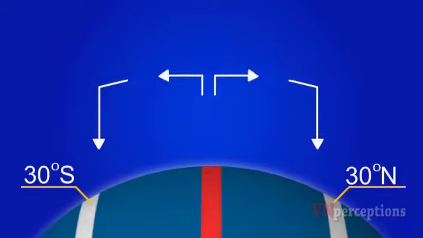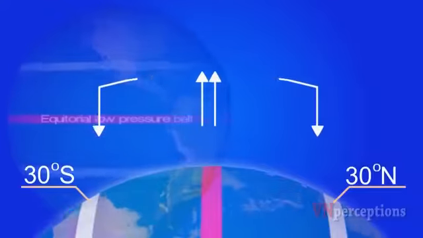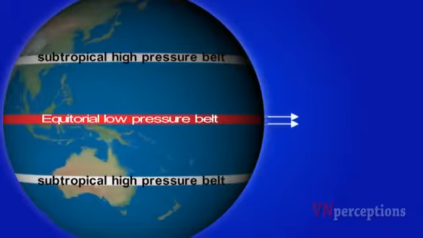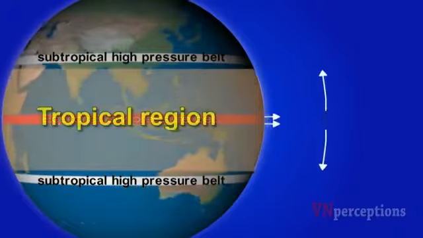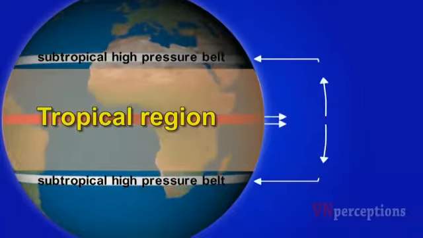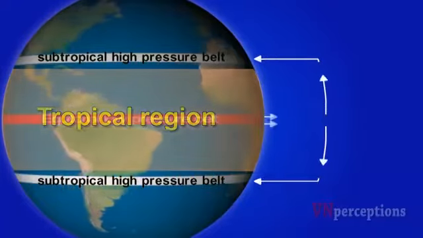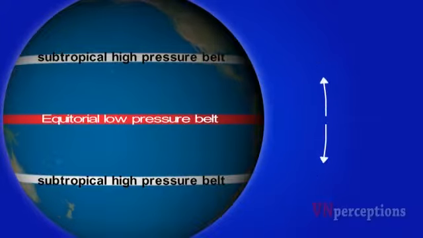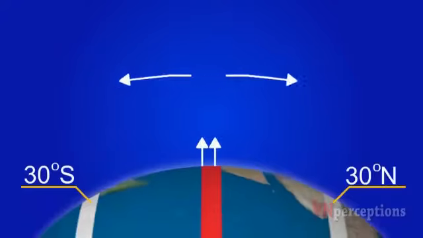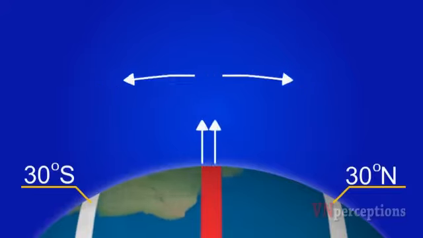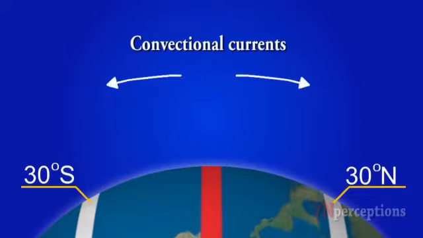This sinking air is cool air, so it forms high pressure systems. These regions are called as subtropical high pressure belts because these regions lie outside the tropical region and at the same time adjoining the tropical region. The sinking air now moves towards north and south. So, along the equator, the warm air rises, spreads out, and cools and sinks down. In this way, it develops convectional currents.